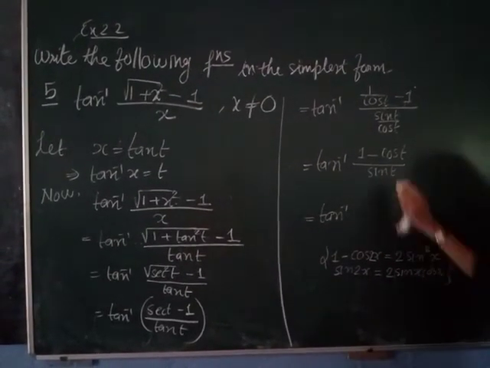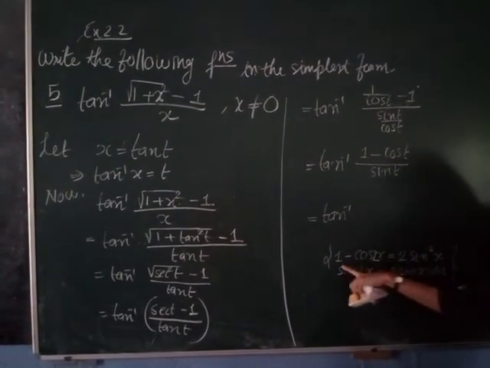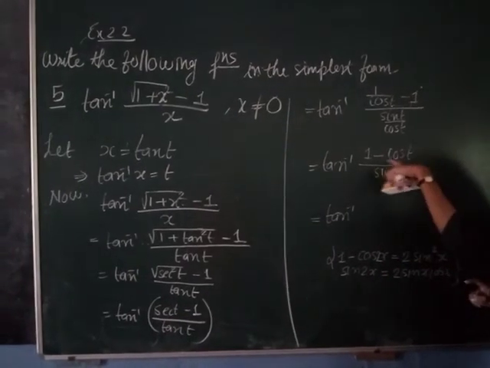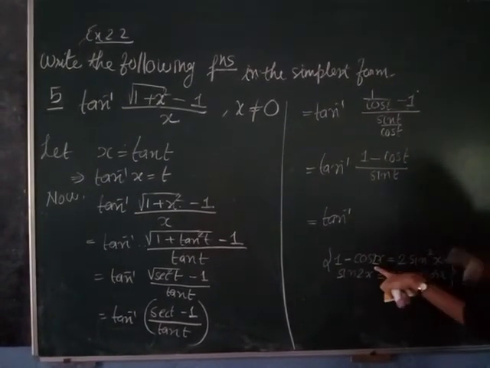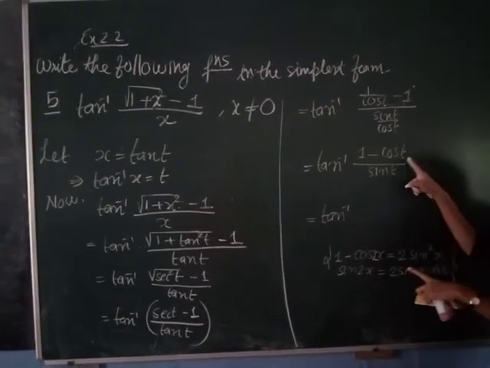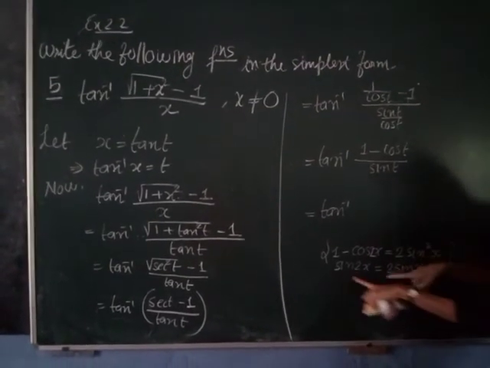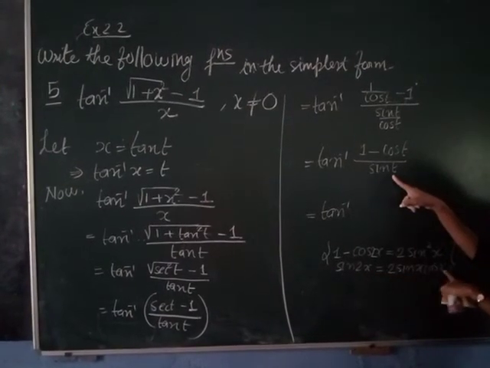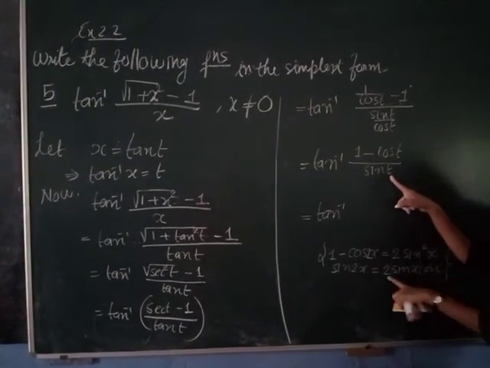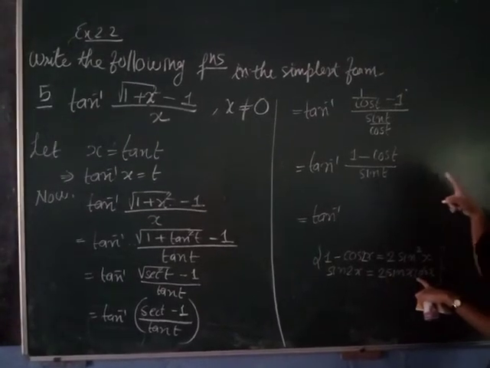Now this result I am going to apply here. Here 1 minus cos 2x, here 1 minus cos t. So if it is t, it should come half. If it is 2x, then it becomes x. So if it is t, I will get t by 2. Then I am going to use the same formula here. Sin 2x becomes 2 sin x cos x. Here t, so I will write 2 sin t by 2 cos t by 2.